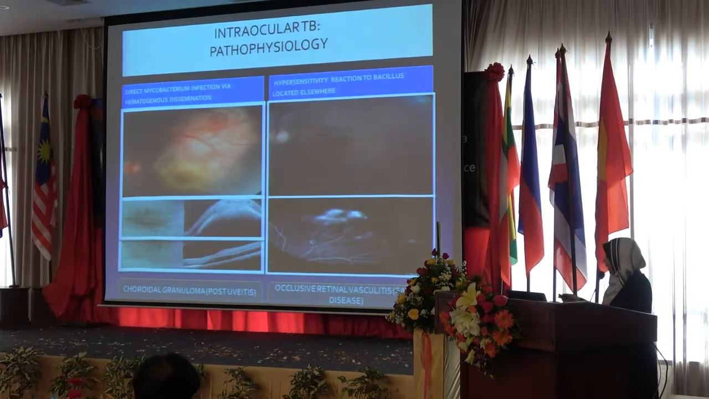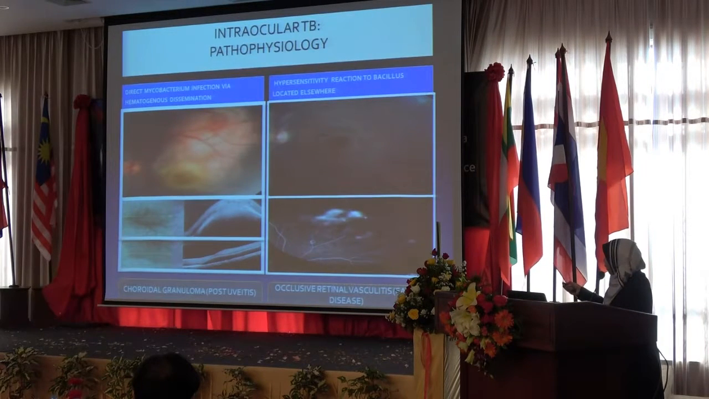So as we know, intraocular TB actually has 2 modes of transmission. One is direct infection via blood dissemination, through the blood it reaches the eye, forming large granulomas in the choroid. You can see this on the OCT. You can see the choroidal elevation here, and the resulting fluid.